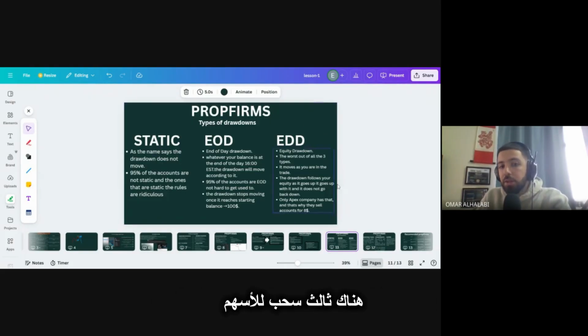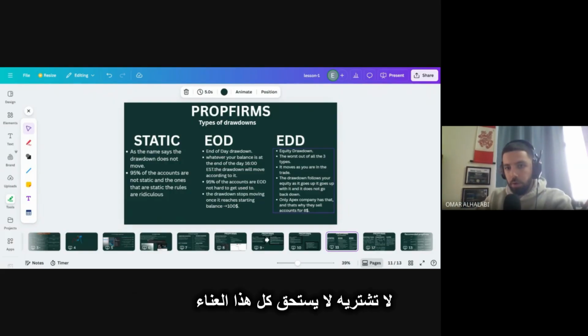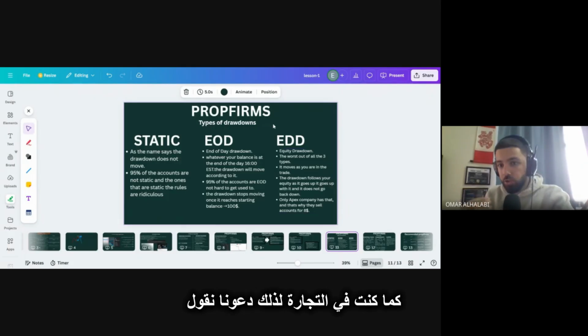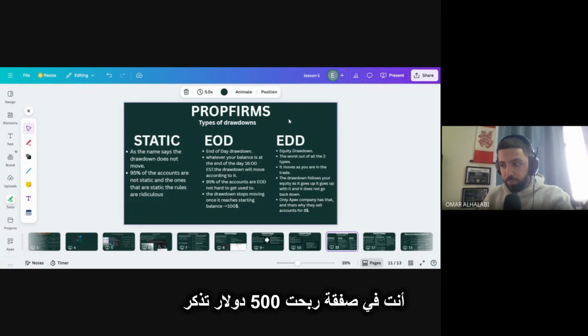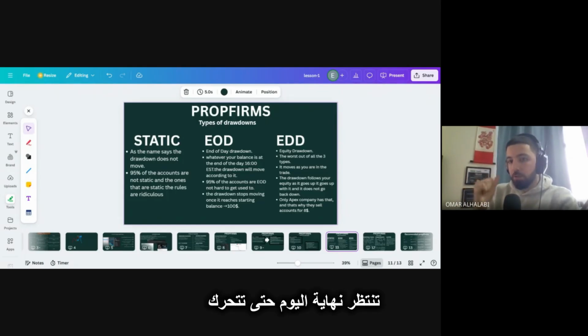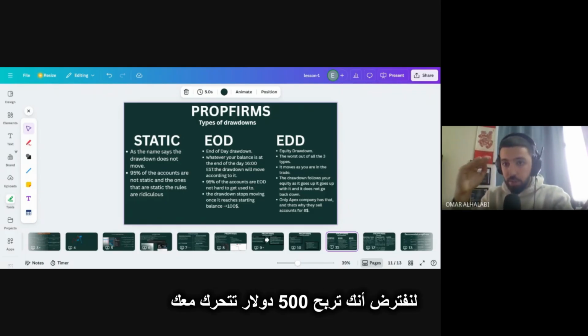There's the third equity drawdown. هذا أوسخ نوع drawdown. And if you ever find it in any account, don't buy it. It's not worth it. والله. Equity drawdown, what happens? It moves as you're in a trade. So let's say you're in a trade, you made $500. Remember قبل كنت أحكي لك إنه أنت you wait for the end of day for it to move. Before you close the trade, let's say you make $500, it moves with you.